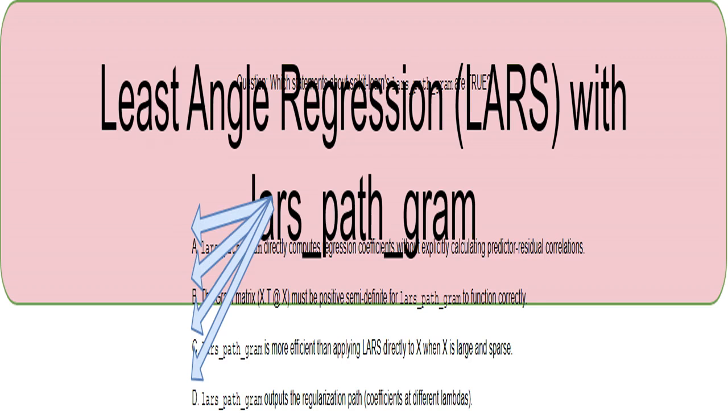I'm looking at the least angle regression, LARS, algorithm, specifically how scikit-learn implements it using the function lars_path_gram. LARS is a clever algorithm that iteratively builds a linear model by adding predictors one at a time, based on how well they correlate with the remaining errors. The lars_path_gram function uses a special matrix, the gram matrix, to make this process more efficient. This function uses this matrix to get the regression coefficients without directly calculating correlations at each step.